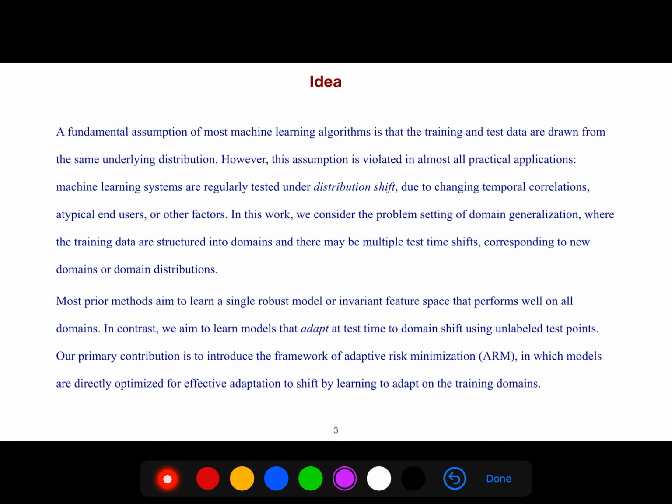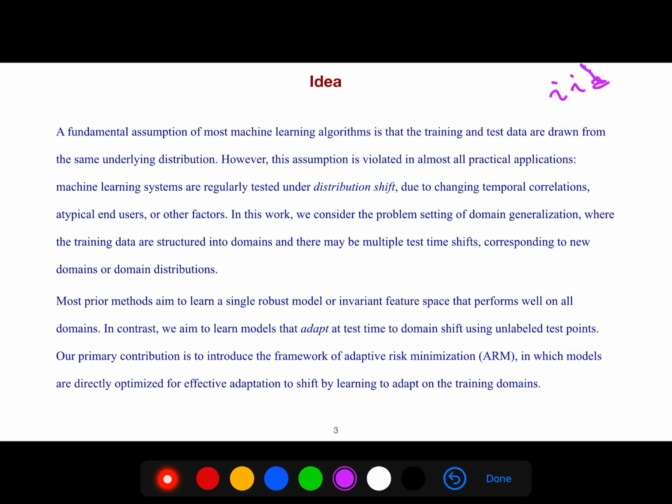A fundamental assumption for most machine learning algorithms is that the training and test data are drawn from the same underlying distribution. We call it IID, Independent and Identically Distributed. However, this assumption is violated in almost all practical applications. Machine learning systems are regularly tested under distribution shift due to changing temporal correlations, atypical end users, or other factors.